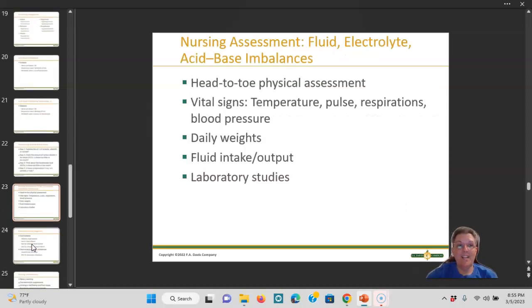Don't worry. So some of the nursing assessment pieces, you want to do a brief head-to-toe physical assessment. You want to do vital signs, temperature, pulse, respirations, and blood pressure, a daily weight, fluid intake and output, and lab studies. What are you going to do? A lab study? BMP, basic metabolic panel, or a CMP, complete metabolic panel? Complete will get you more information, but it costs more. Lots of things. Your analysis, all that stuff.